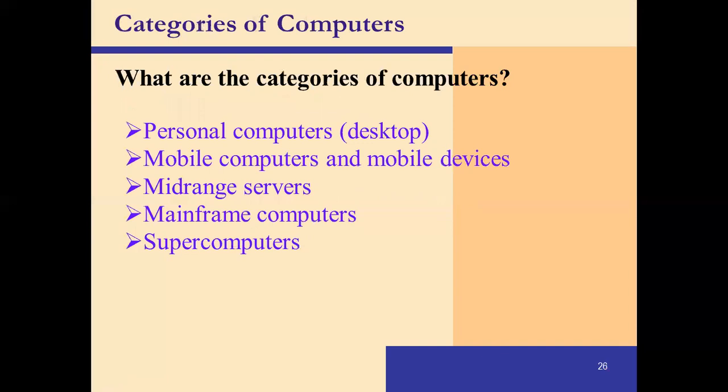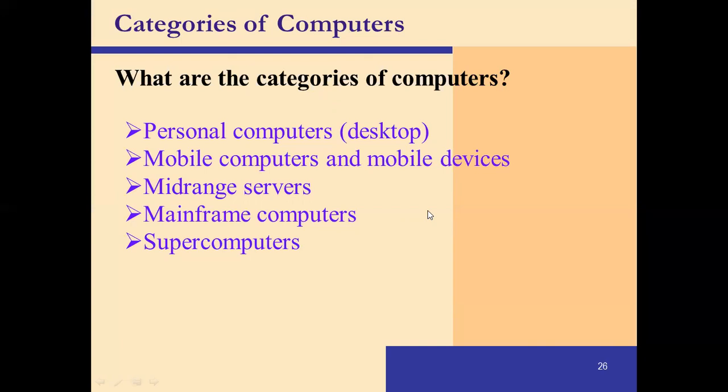Okay, now let's come to the next thing. What are the categories of computer? A personal computer is basically the desktop that we use inside our houses. Mobile computers and mobile devices are also a form of computer. These are portable devices that we can take anywhere easily.